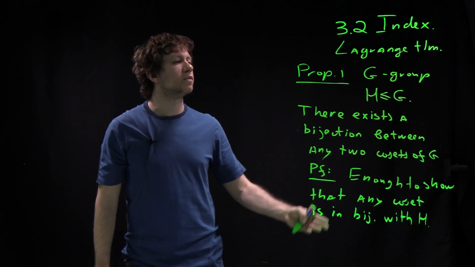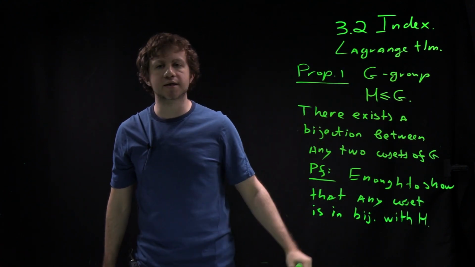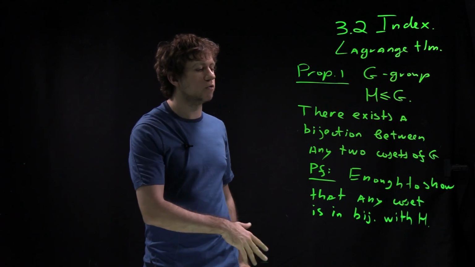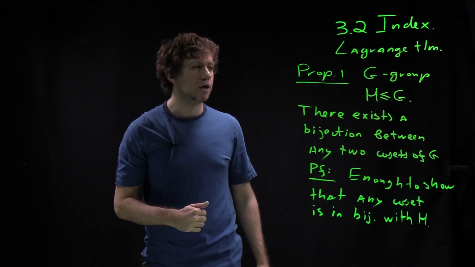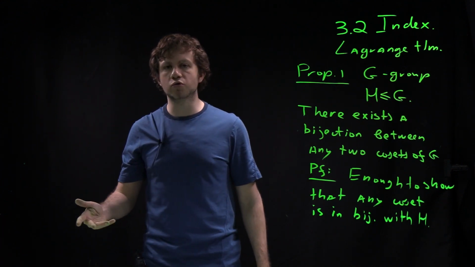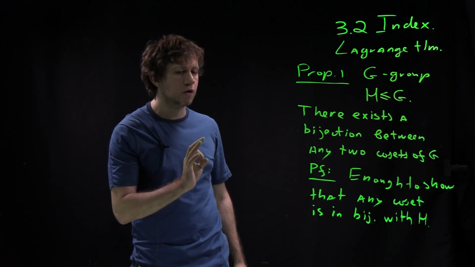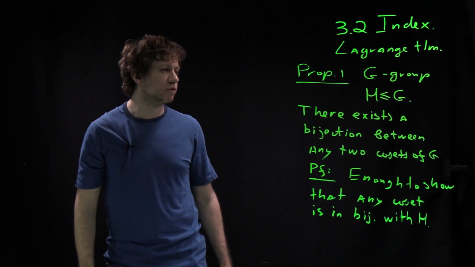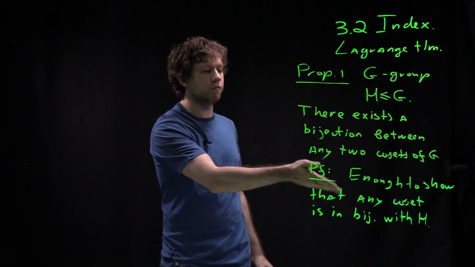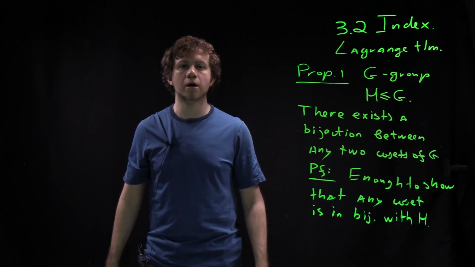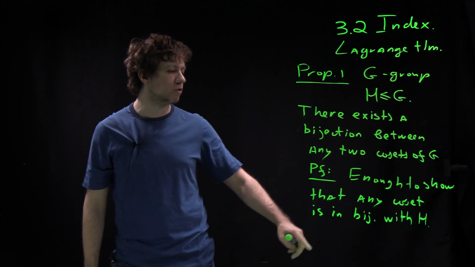So of course, if the group is finite or H is finite, it will mean that actually every coset has the same number of elements. But we will deal with infinite groups in this course, and so I don't want to make unnecessary restrictions here. So for the statement, it doesn't matter whether anything here is finite or not.